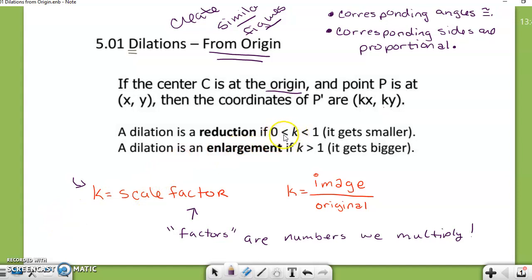If K is greater than 0 and less than 1, we're making a reduction. We're going to make our shape smaller. If K is greater than 1, then it makes it bigger. Notice K cannot be negative. It has to be greater than 0. The other thing about K, our scale factor, is that it's always the image over the original, also known as the pre-image.